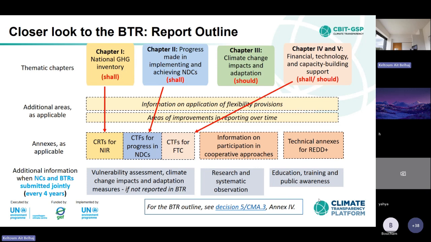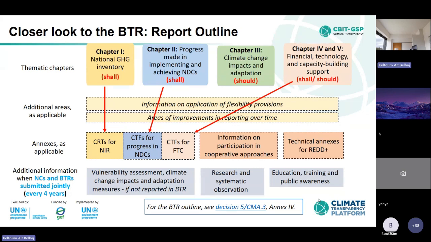So all of them are linked also to some annexes, which are the CRTs and CTFs, and they are also mandatory. So now under the Paris Agreement, we are not talking only about the chapters or the text format of the reports. We are also talking about the electronic reporting via CRTs and CTFs. So the common reporting tables for the chapter 1 on inventory is mandatory. The CTF also for progress in NDC is also mandatory. And for CTF, for the FTC supports is just voluntary.